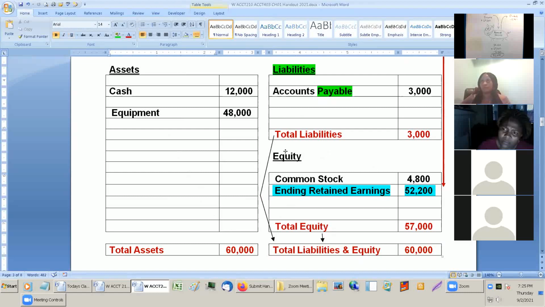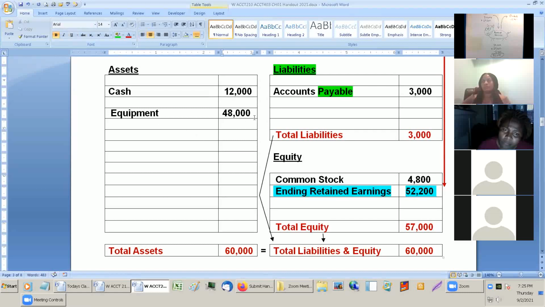Here's what the equities account is. It's how much of these assets are owned by the owner. So somebody else owns 3,000. We owe somebody $3,000. So of these assets, somebody else is going to get 3,000 of them. But the rest of those were owned by the owners.